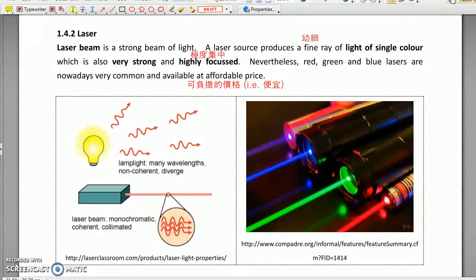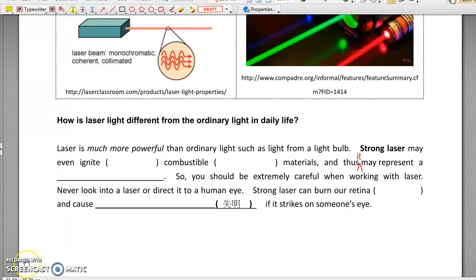Nowadays, lasers are very common and cheap. You must be very careful when you handle a laser source. A strong laser can easily ignite combustible materials, and hence there is a fire risk. Also, never direct a laser at someone. A strong laser can burn the retina and result in loss of sight.